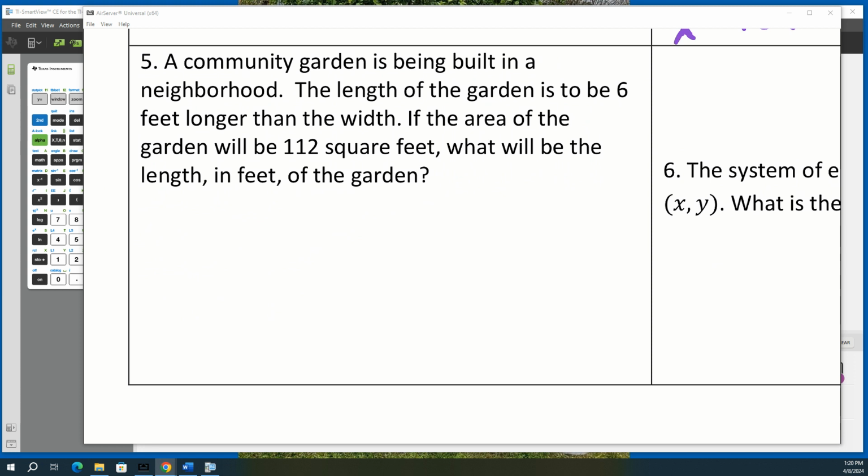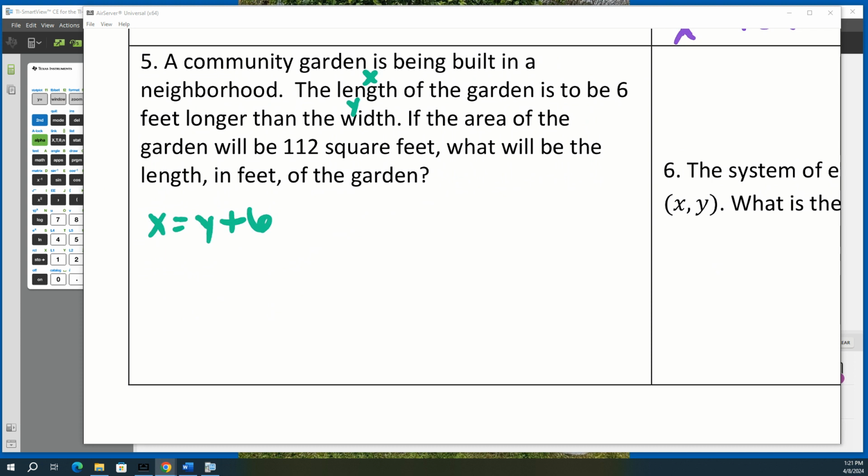A community garden is being built in a neighborhood. The length, let's call the length x, of the garden is to be 6 feet longer than its width, which we'll call y. So the length is 6 feet longer than the width. So x equals y plus 6.